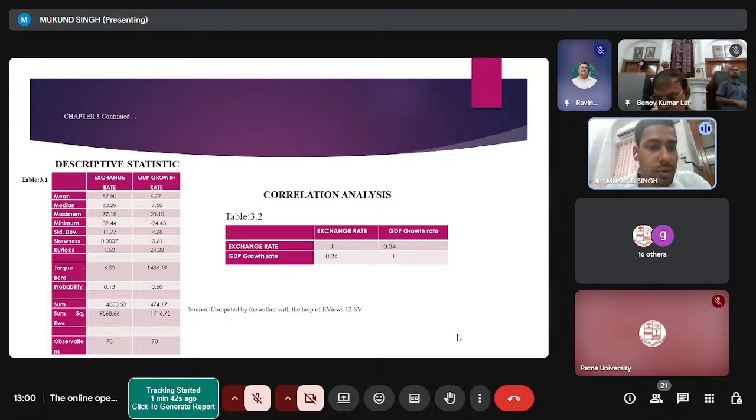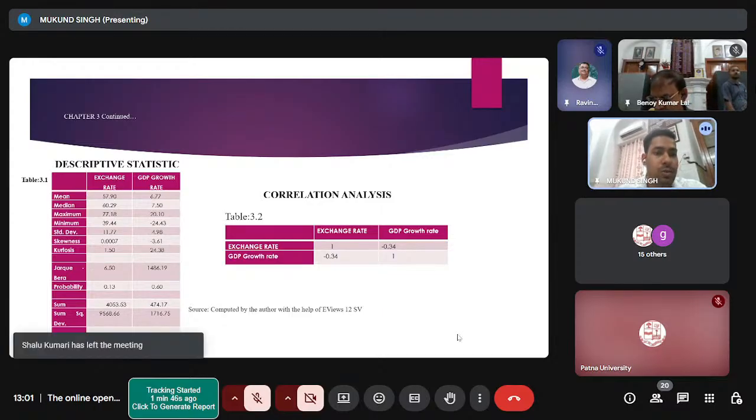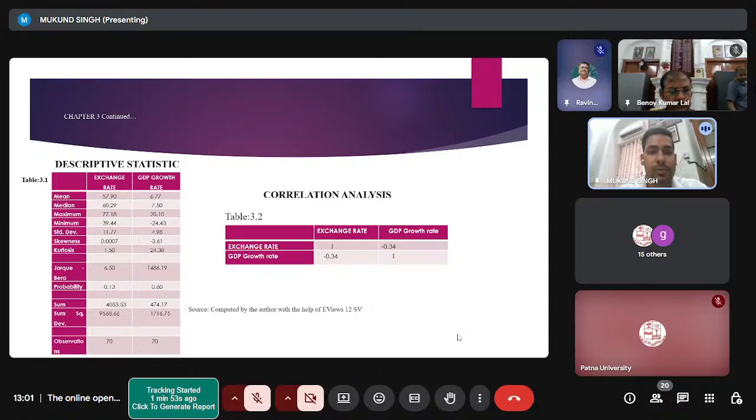Now, descriptive statistics based on 71 observations shows the mean of exchange rate is 57.90 rupees during the study period, and the average growth rate is 6.77. Now, one second.